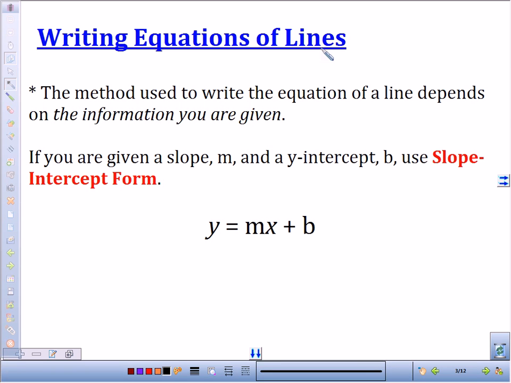The first one we're going to look at is writing the equation of a line if we're given a slope m and a y-intercept b. If we're given the slope m and the y-intercept b, we want to use slope-intercept form. Now, slope-intercept form is here. It's the one we're probably most familiar with. It's y equals mx plus b. M, in this case, is our slope, whatever slope it is that we're given, and b is our y-intercept. Other than that, we just have y and x. This y and this x are not going to change. They're going to stay y and x.